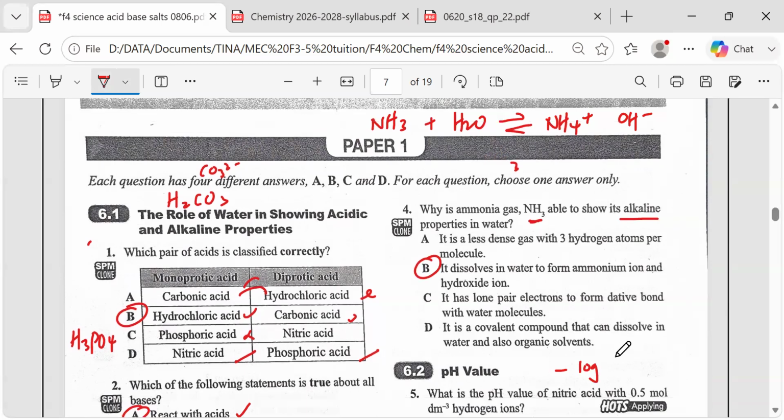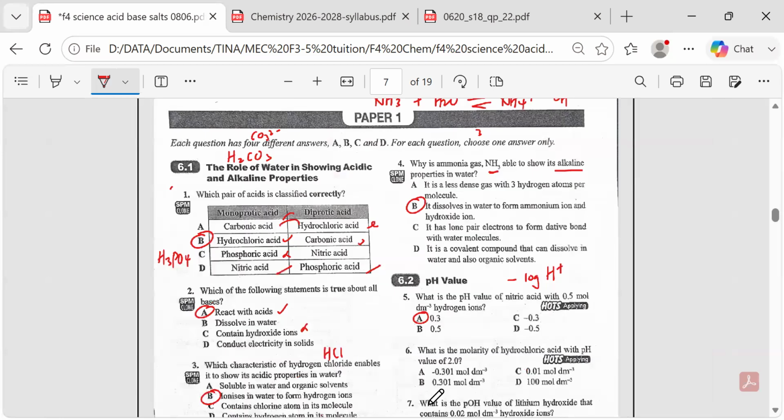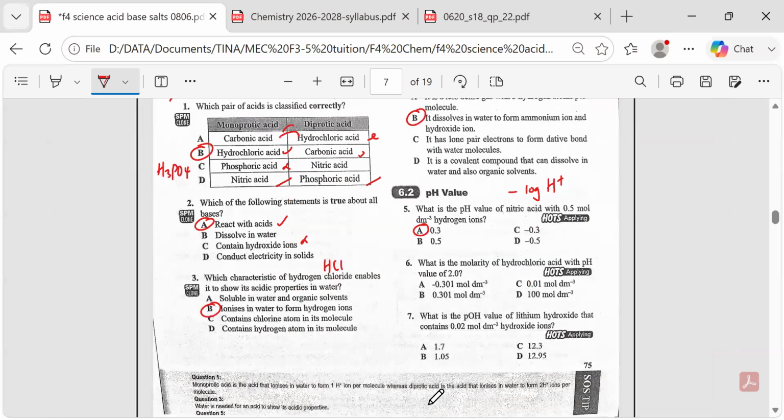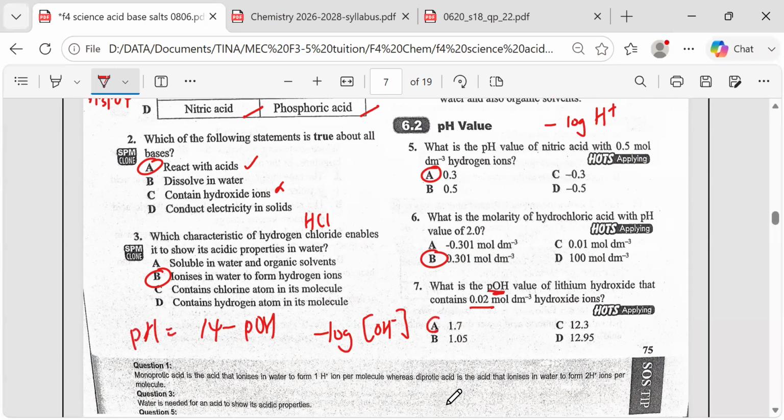The negative log concentration of hydrogen ions is 0.3. What is the molarity of hydrochloric acid with this pH? You just reverse the negative log. Anti-log, right? Okay. What is the pOH value of hydroxide ions that contain? Because if you do negative log concentration of hydroxide ions, it is pOH. That means the concentration of OH ions. If you want to change it to pH, you just take 14 minus the pOH, then you get pH. Okay, so what's the value of this? 1. Okay, so it has a pH of 13, 12.3. Okay, can you understand? All right.